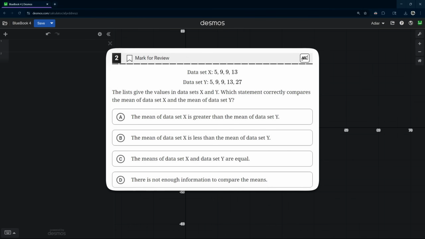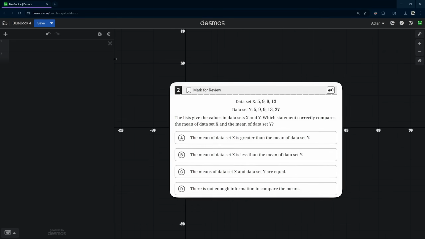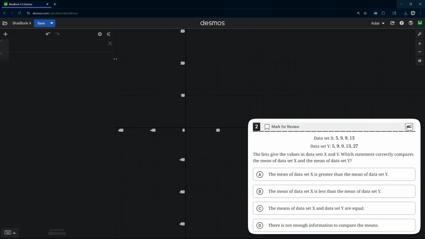Okay. The lists compare the values in dataset X and Y. Which statement correctly compares the mean of dataset X and the mean of dataset Y? This is another one where it's probably faster to not do it with Desmos. I will show you how to do it with Desmos, but I will always tell you, especially with these module ones, I do not recommend it.